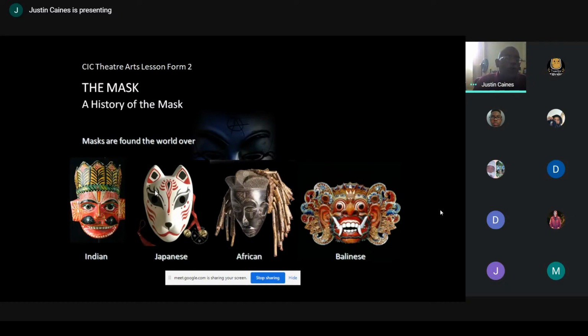Masks are found all over the world. I'm sure those of you who are into anime will probably notice the Japanese kitsune mask. The African mask. The Balinese mask, yes, Balinese, right? I think the Balinese is Indonesia. And an Indian mask.